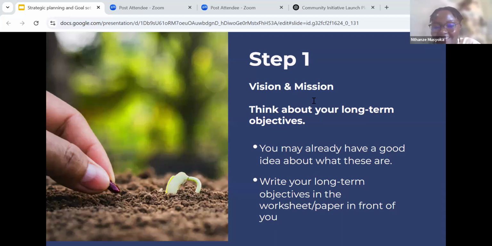So write. It doesn't have to be perfect. Just write your vision. You can draw it, whatever makes you see it.